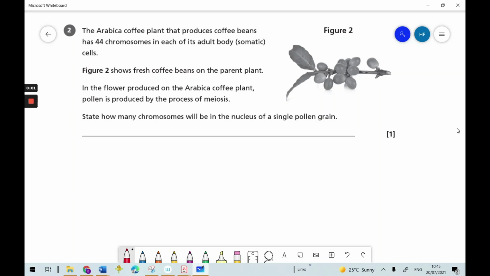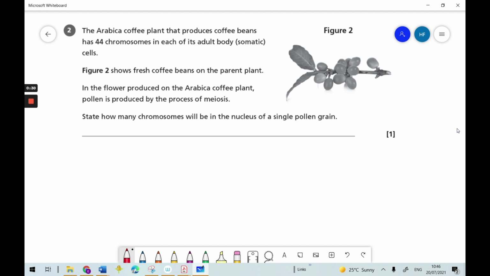Let's have a go at this exam style question. The question says, the Arabica coffee plant that produces coffee beans has 44 chromosomes in each of its adult body cells. Figure 2 shows fresh coffee beans on the parent plant. In the flower produced on the Arabica coffee plant, pollen is produced by the process of meiosis. State how many chromosomes will be in the nucleus of a single pollen grain, and there's 1 mark available.